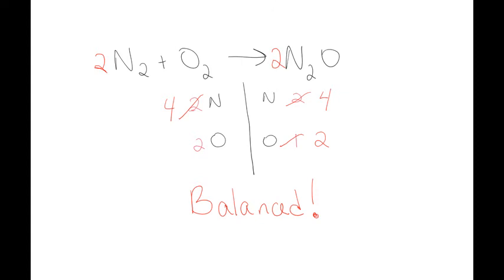We have a coefficient of 2. We have no coefficient, which essentially is a 1, and a coefficient of 2. So our coefficients in our balanced chemical equation here are 2, 1, and 2.